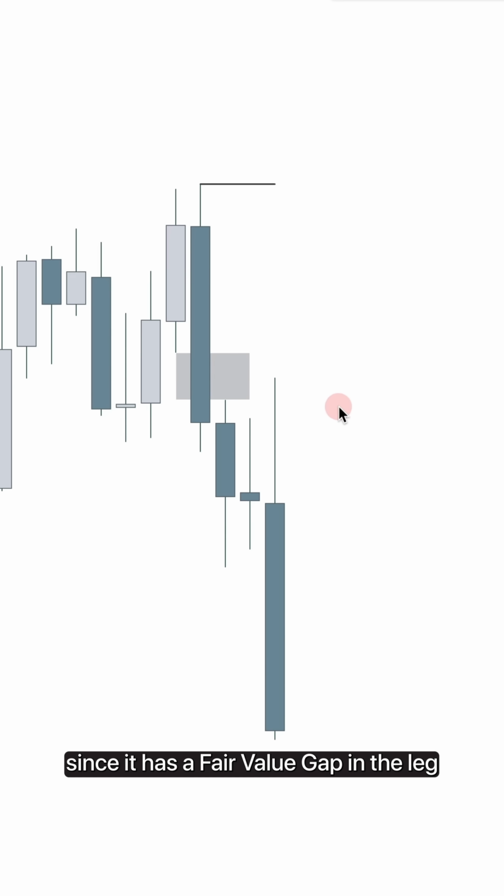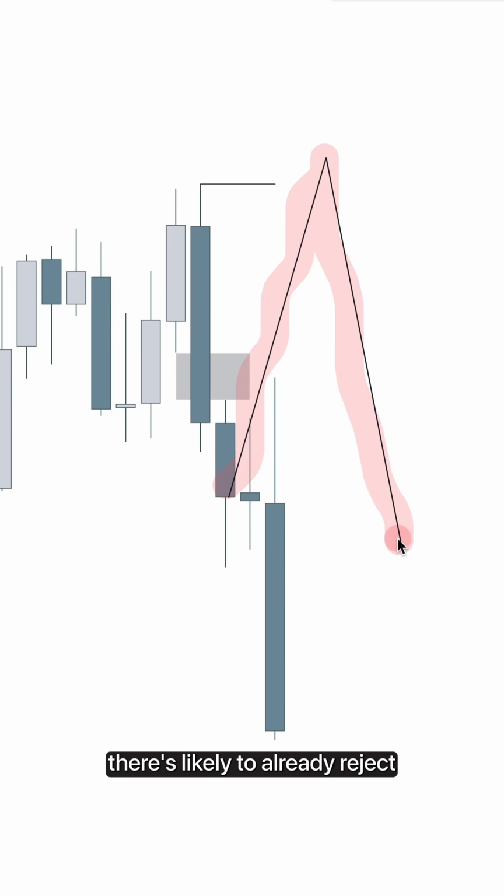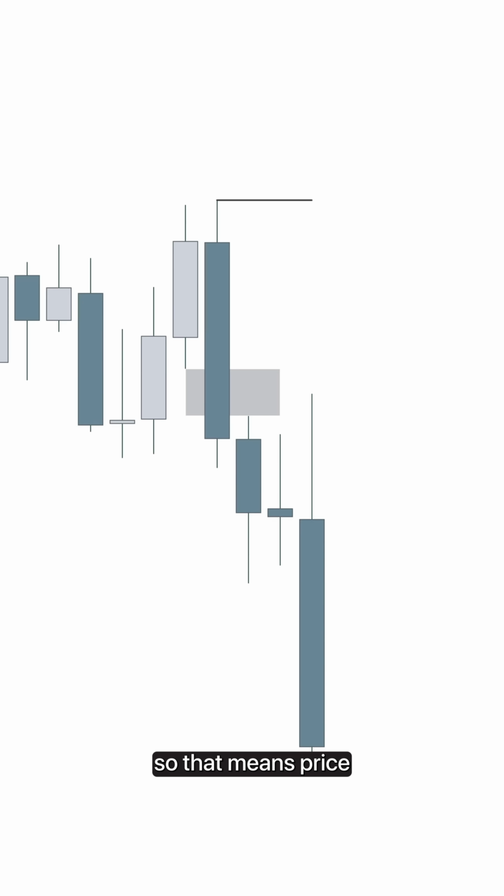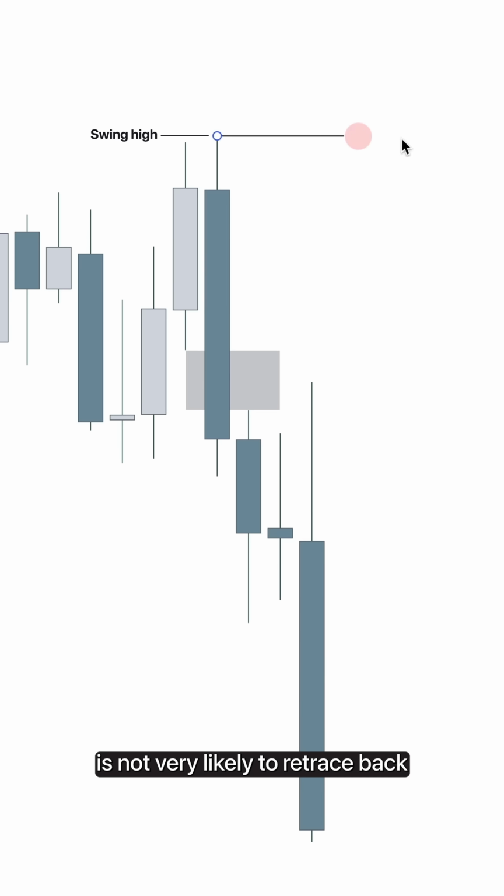And an order flow lag, since it has a fair value gap in the lag, is very unlikely to trade back above the swing high to then continue lower. So it's likely to already reject from the fair value gap itself to then continue lower. So that means price is not very likely to retrace back above this swing high.